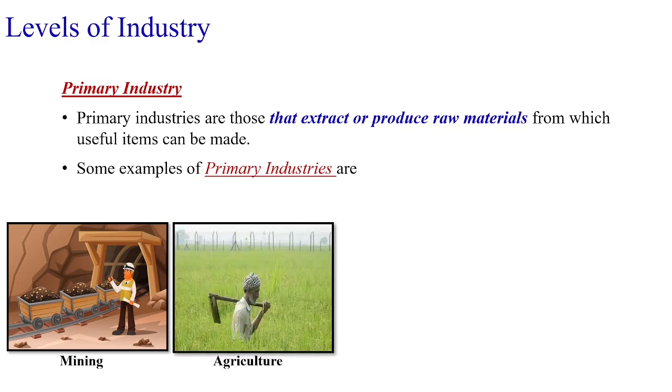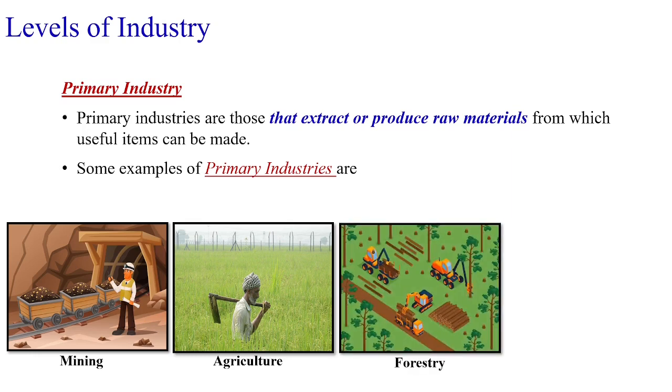Now agriculture. The main purpose of agriculture is to produce an abundant and sustainable supply of grains, vegetables and fruits. Grains, vegetables and fruits are considered raw material for further processing. As it produces raw material, agriculture is considered a primary industry.